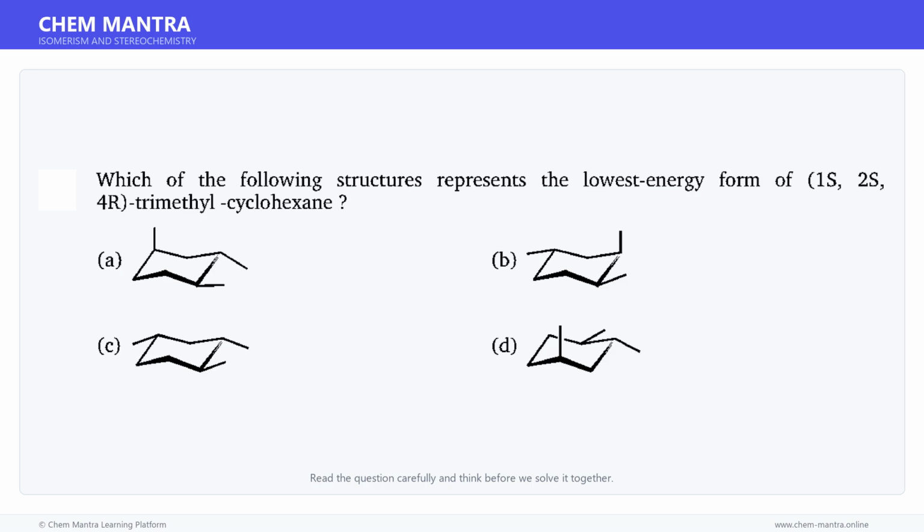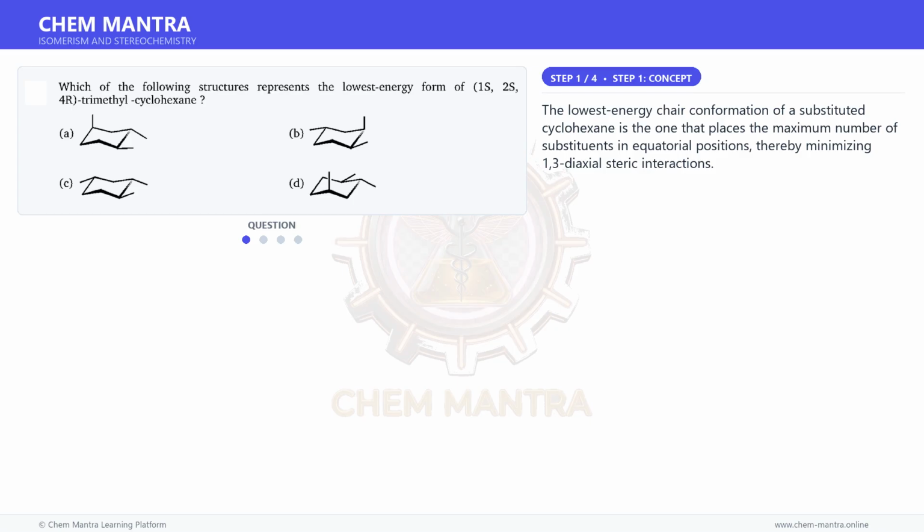Here is a question. Read it carefully and think about the answer. Let us solve it step by step. Let us first understand the key concept here. The lowest energy chair conformation of a substituted cyclohexane is the one that places the maximum number of substituents in equatorial positions, thereby minimizing 1,3 diaxial steric interactions.